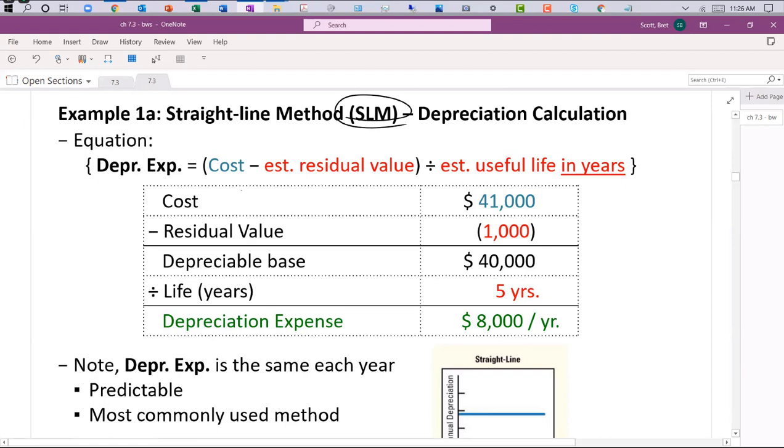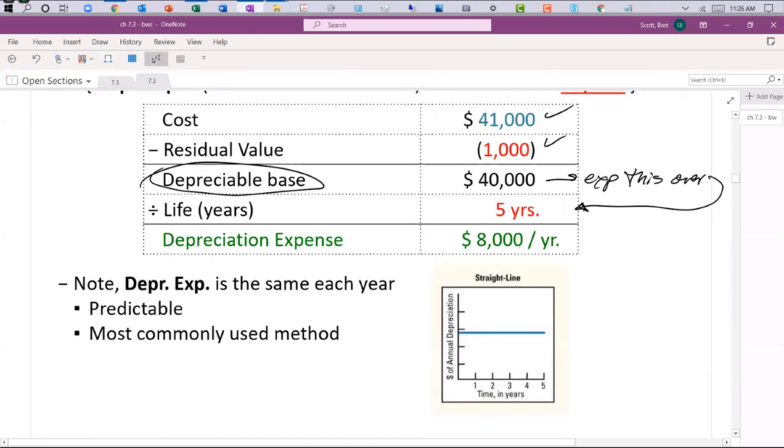It looks kind of ugly here, so let's just draw it out visually. There's the cost, subtract off the residual value. That gives us a depreciable base. We will expense this over 5 years. So basically that means we're going to expense $40,000 of that cost at $8,000 per year.